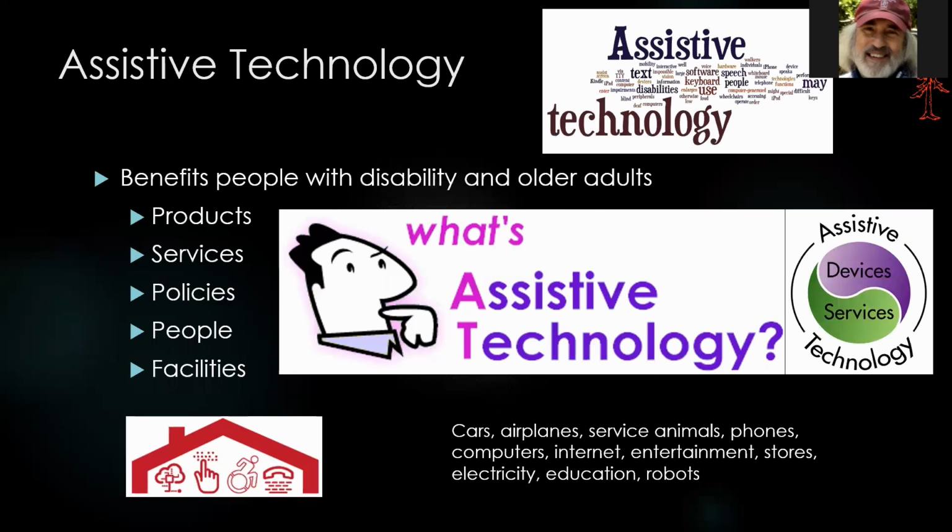So let's go back and talk a little bit about what assistive technology is. Your first idea is that assistive technology, having the word technology in it, is something physical, a product that benefits somebody with a disability or perhaps an older adult. But in my thinking, it includes not only devices and products, but services, policies, all the people that are involved in it, and the facilities that the work is done in, like a school, even Congress is a possible facility. So all these things I've listed over here are examples of assistive technology that you might not have considered.